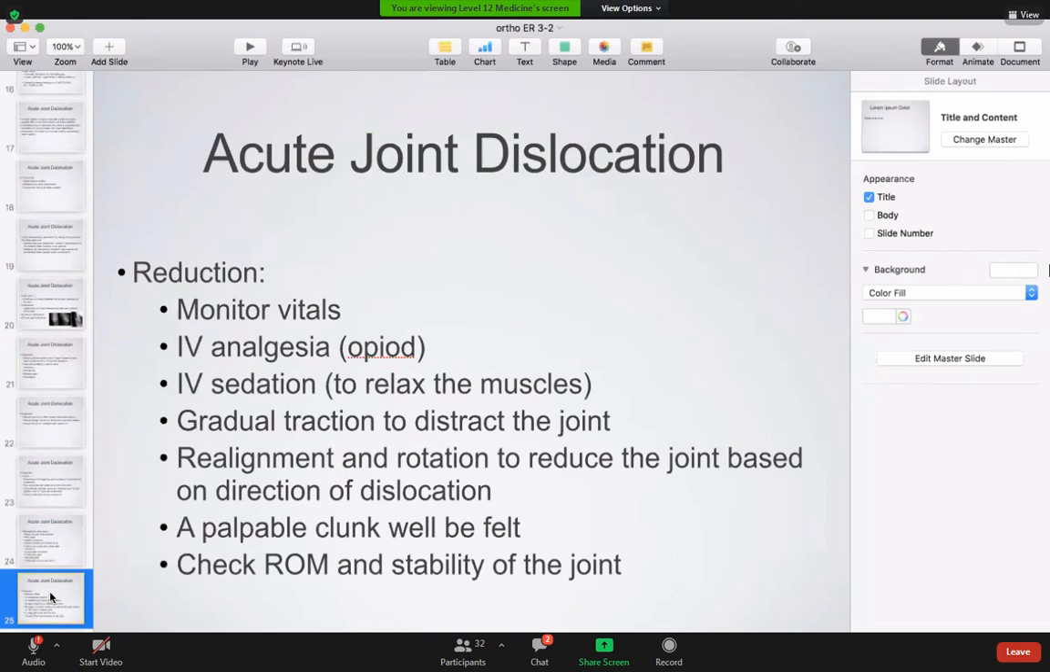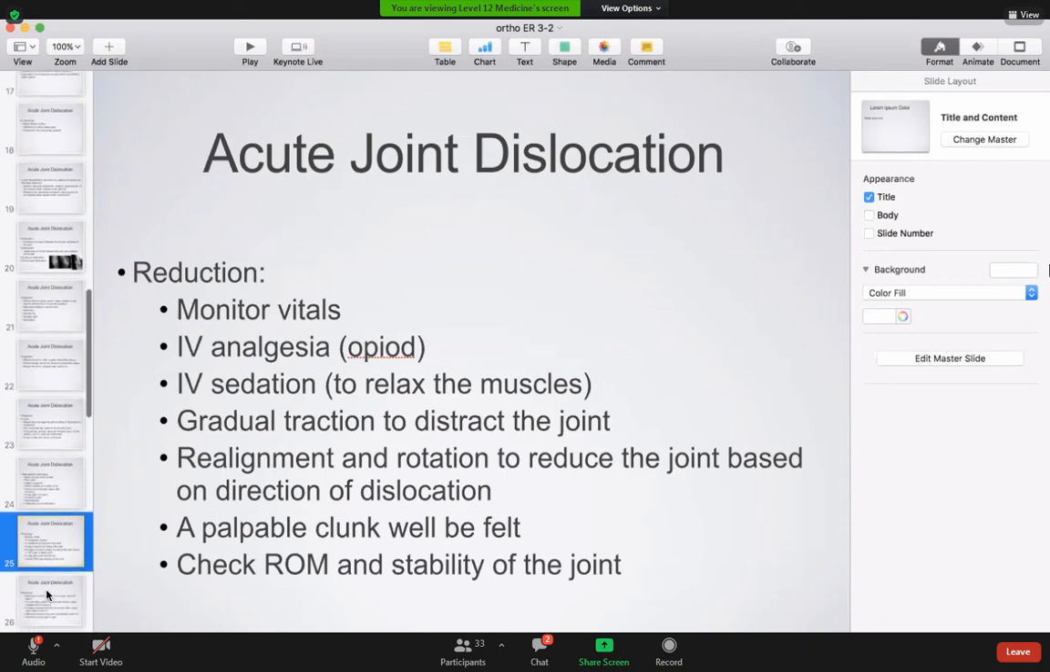Reduction, as we mentioned in one of the seminars: monitor vitals, IV analgesia, IV sedation, gradual traction to distract the joint, and there should be some counter traction, reversal of the mechanism of injury or the mechanism of dislocation. Once you hear a pop or a clunk, it means the joint is reduced. Check range of motion to confirm that the joint is in place.